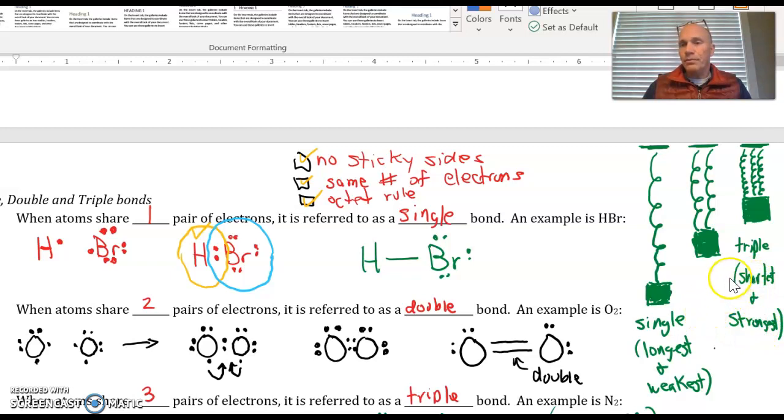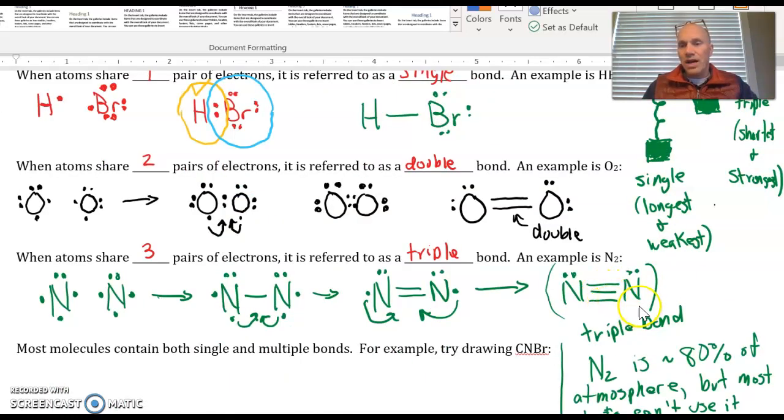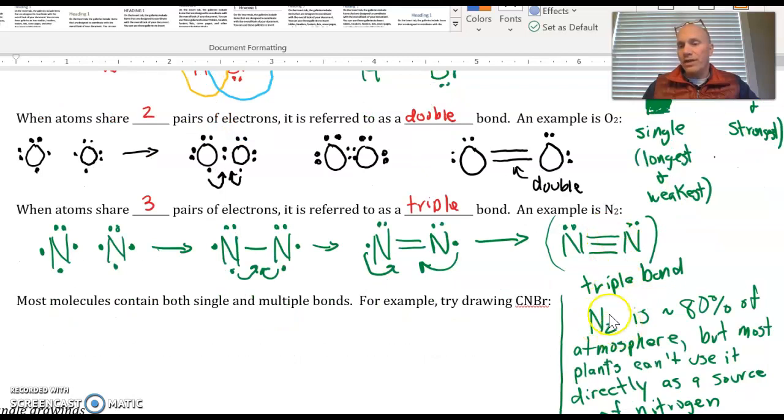One way that this affects us in nature has to do with something very common. This molecule right here is two nitrogen atoms connected by a triple bond. The formula for that is N2, because there are two of those nitrogen atoms. This is the gas that makes up 80% of the Earth's atmosphere.